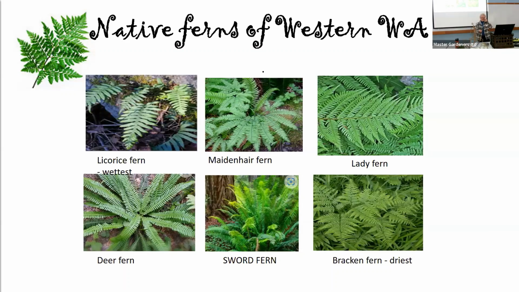And I have arranged the talk. I'm going to start with the licorice fern, which is in the upper left corner, and go across, and end up with the bracken fern. The wettest habitat is going to be your licorice fern, maidenhair fern, lady fern, deer fern, sword fern, and then the bracken fern, which can withstand much drier conditions. And if you look at south-facing clear cuts, that's what you're going to see, this guy here.